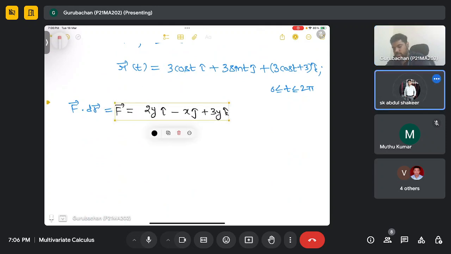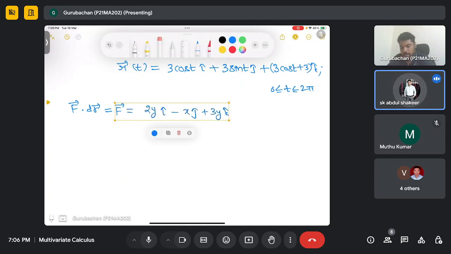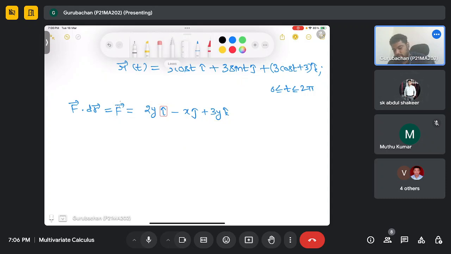Sir, can you please explain the position vector r bar of t? How do we take it, sir? Yeah, just a second, please. Let me just explain. Yes, yes. So this is our f.